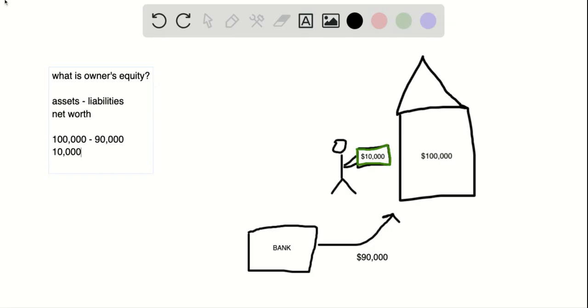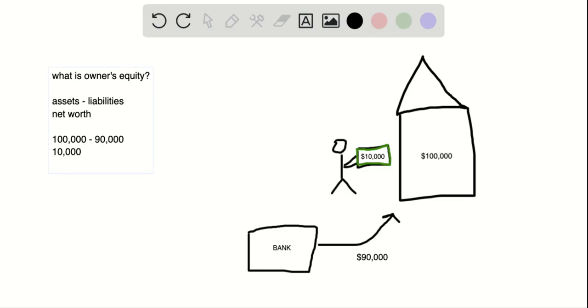and so that's why the only one of these four options that will work to explain owner's equity is D. This is the business owner's share of the company, which is also known as net worth or net assets.